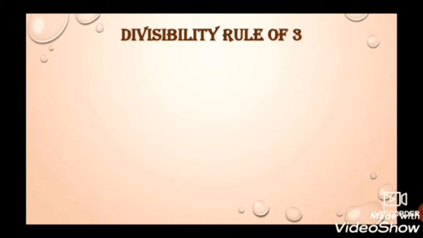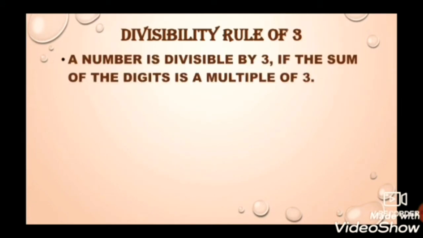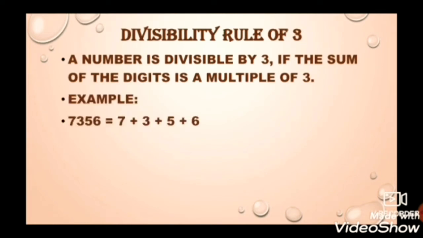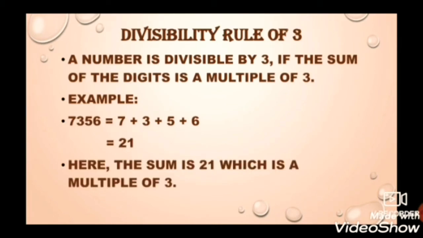Next, divisibility rule of 3. A number is divisible by 3 if the sum of the digits is a multiple of 3. Example, 7,356. Find the sum of all the digits. We will get 21. Here, the sum is 21, which is a multiple of 3. So, the given number 7,356 is divisible by 3.